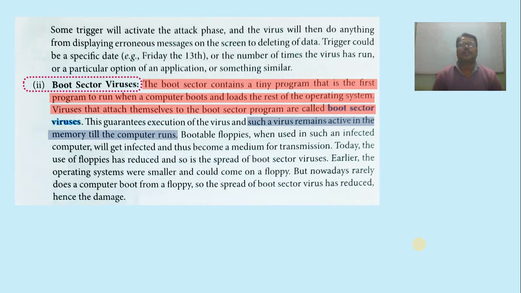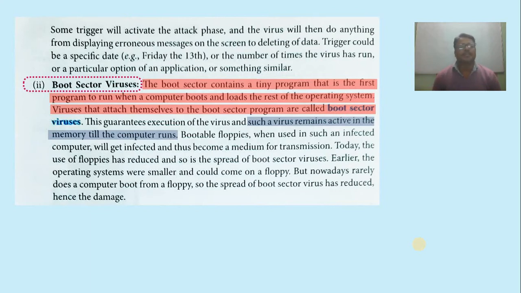When we boot any computer, for example when we install some software and restart our computer again, at that time also boot sector viruses can infect it. Nowadays bootable floppy is not available, and CDs are not a problem either. So we are not affected by boot sector viruses from CDs, only from floppies or pen drives.